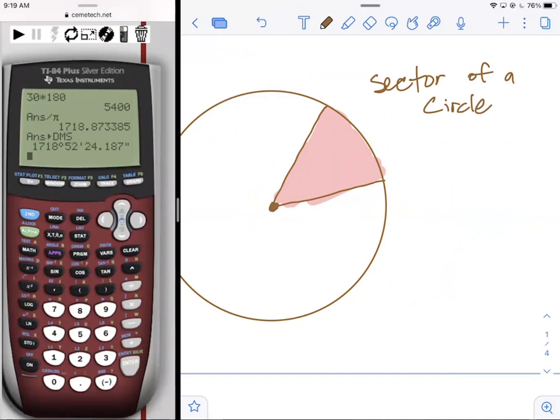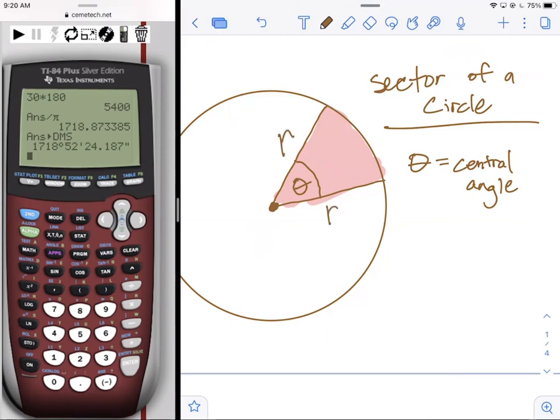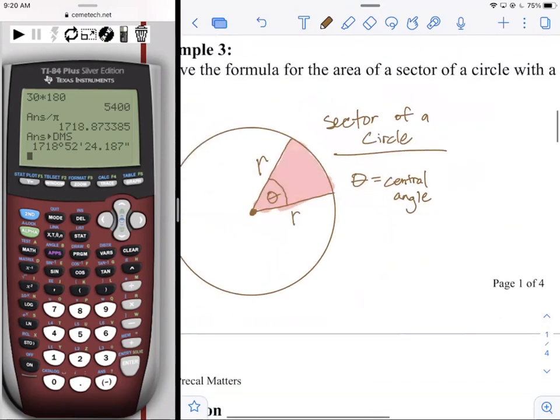Okay, so here's how we're going to do it. First of all, we're going to define how big or how small our slice of pizza is by the central angle. Theta is the central angle. It's at the center of the circle, right? And of course, we also will know the radius of the circle. So we'll call that R and we'll call that R.